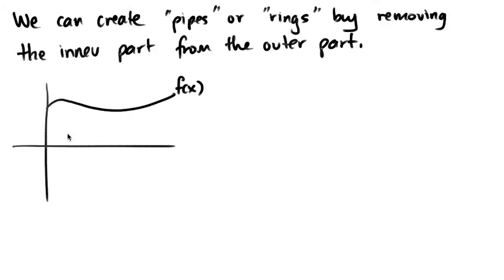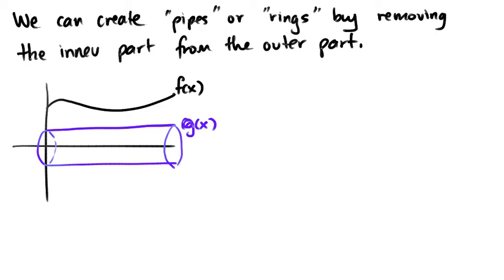We can create what are called pipes or rings by removing the inner part from an outer part. So it looks something like this. Let's say we had a couple of functions. We've got f of x and we've got a g of x function here as well. If you rotate g of x around the x-axis, you'll end up with a pipe like this. And if you do f of x around the x-axis, it bulges out a little bit here, comes in and goes back out, you end up with something like this.